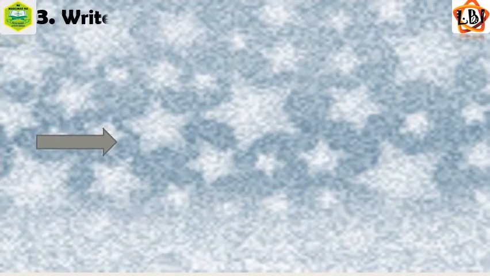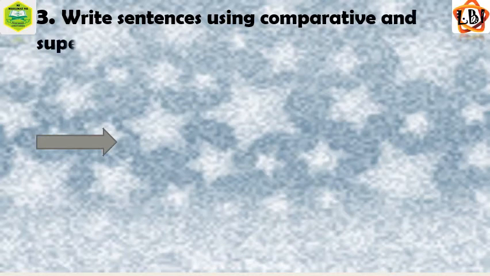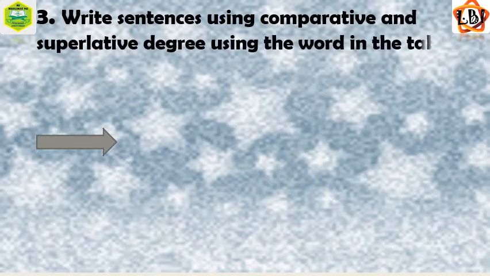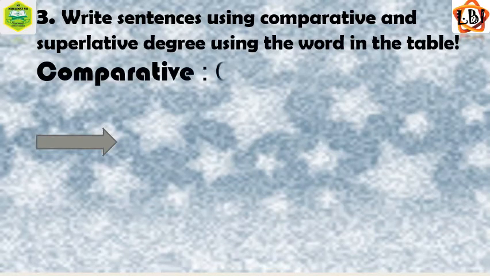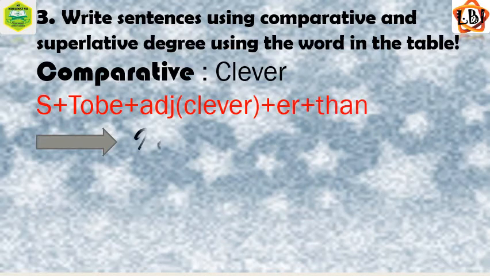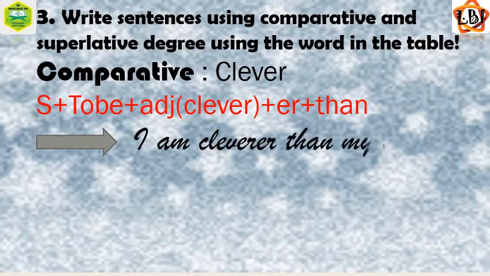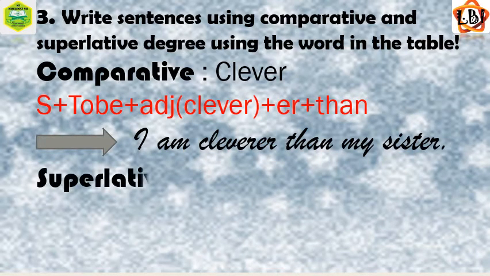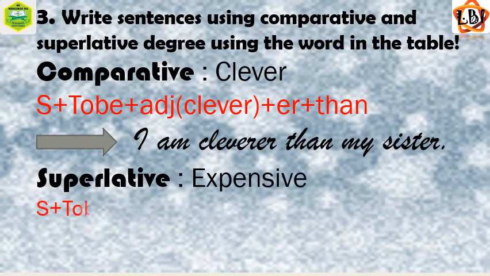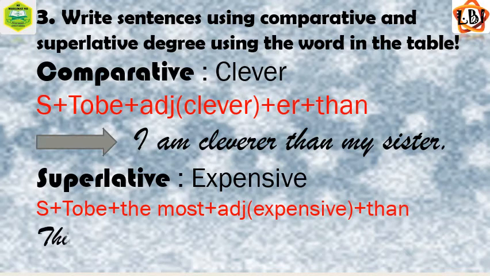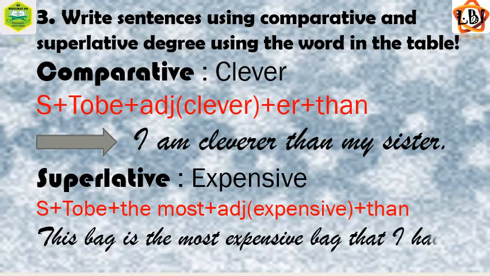3. Write sentences using comparative and superlative degree using the word in the table. Comparative: clever. Subject, to be, add an adjective clever, add than. I'm cleverer than my sister. Superlative: expensive. Subject, to be, add the most, add adjective expensive. This bag is the most expensive bag that I have.